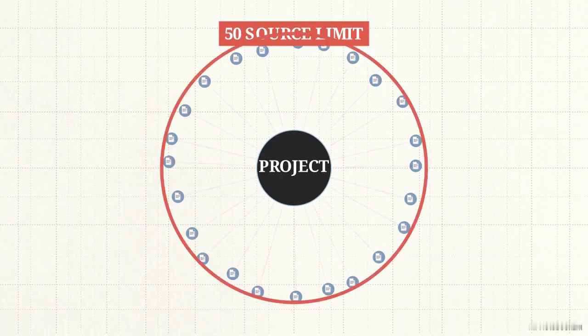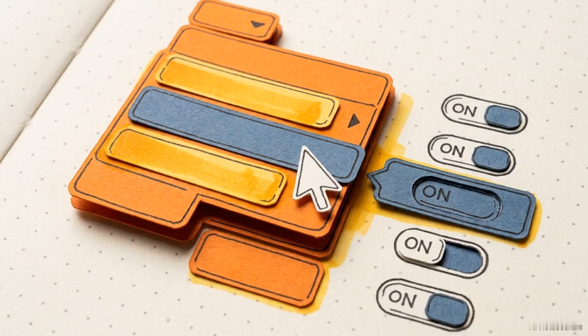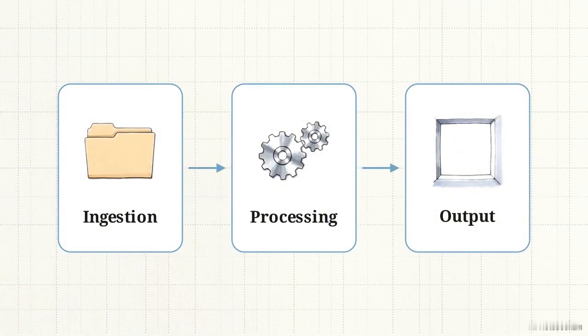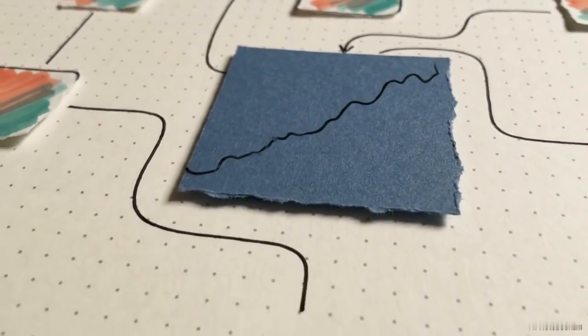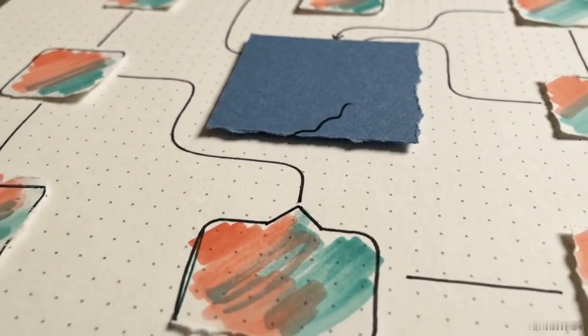As this network grows, it inevitably hits a hard 50 source cap, forcing you into a loop of clunky manual uploads and file management. Within the Tools drop-down menus are specific settings designed to rebuild this entire workflow, from how you ingest data to how you generate the final output. Bypassing these built-in limitations creates a collaborative research engine that follows your specific logic rather than the app's default presets.